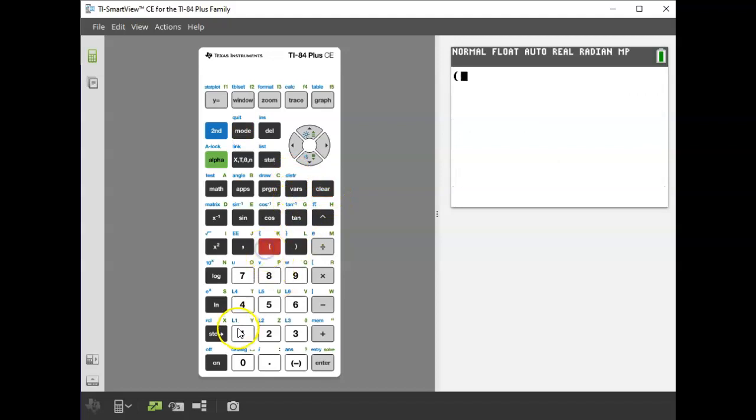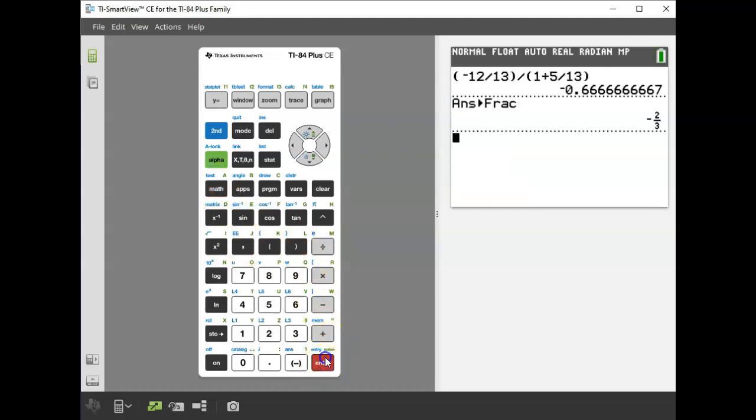What was it originally? Was it 12/13 on top? Negative 12/13, okay. Divided by, on the bottom it said 1, someone remind me. 1 plus 5/13. The calculator knows to divide before it adds, so math, enter, enter. Is that what we got? Okay.